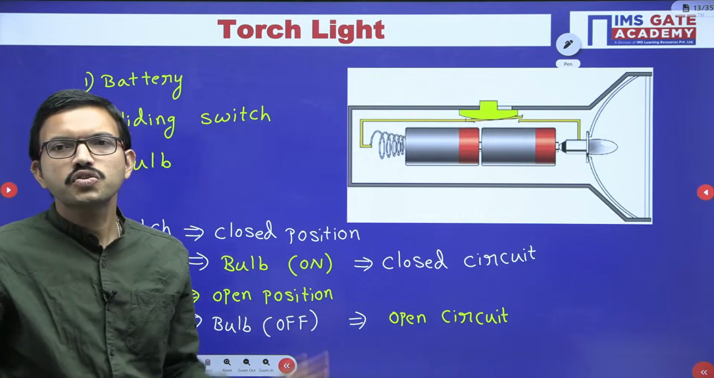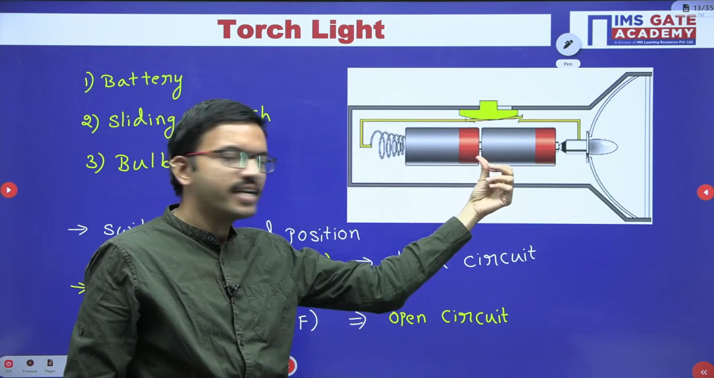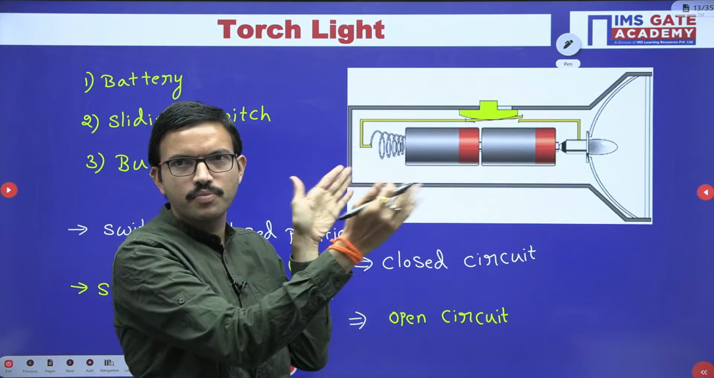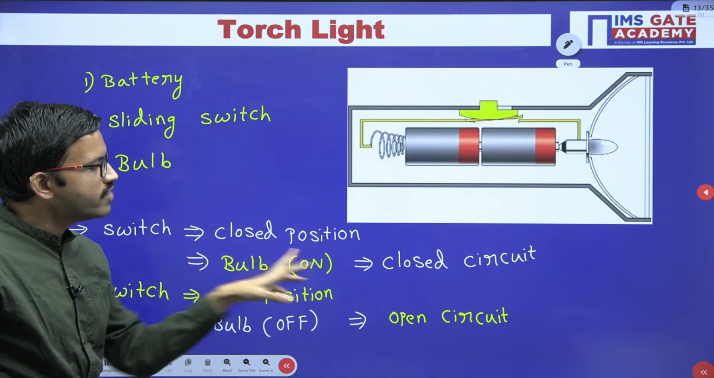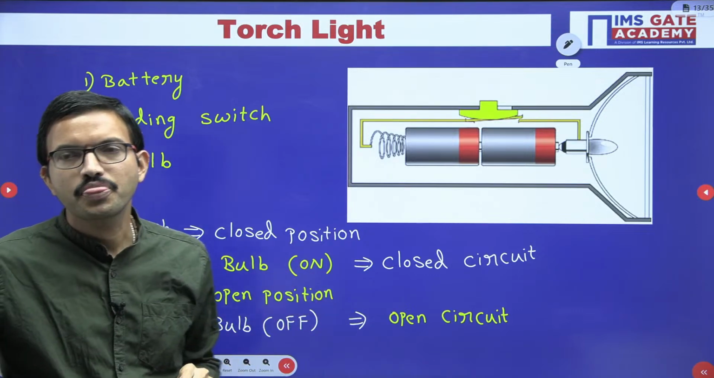Okay, so here with the help of the switch, whenever there is a requirement, we are connecting the battery and bulb. Whenever we don't want it, at that time we are disconnecting the battery and bulb. In this way, with the help of the switch, when it is in closed position, we call it a closed circuit. When it is in open position, we call it an open circuit.